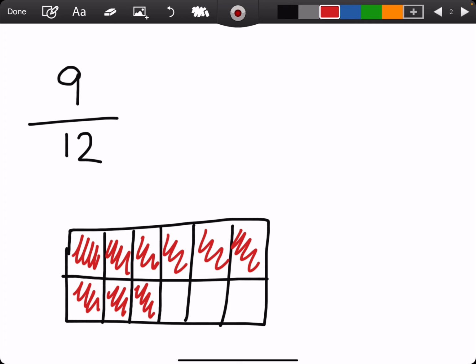Now, how can I represent 9/12 as an equivalent fraction using division? What can I divide? What can I make these into groups of? Let me see what I did last time. I split them into groups of 2. 2, 2, 2, 2, 2, and 2, 4, 6, 7, 8, 9.